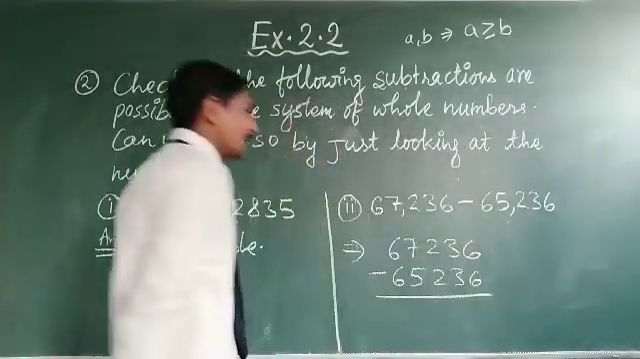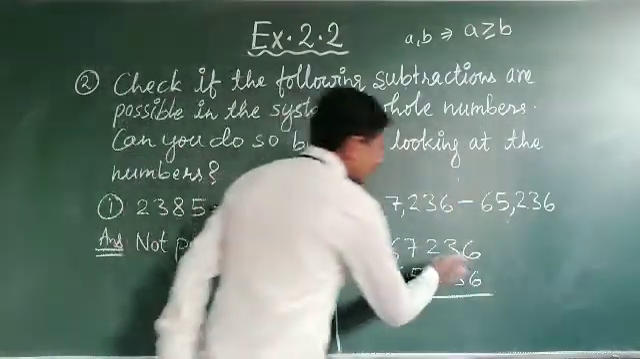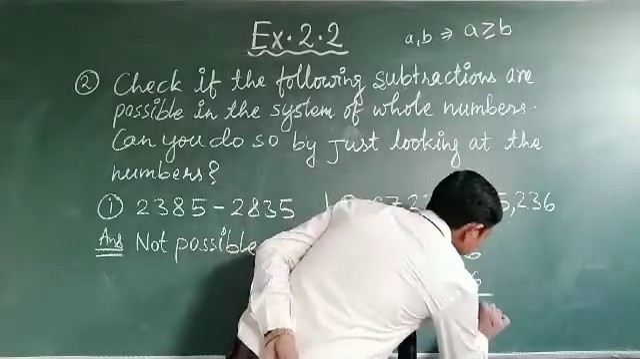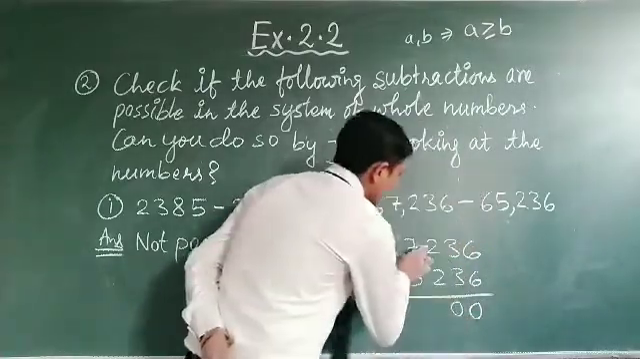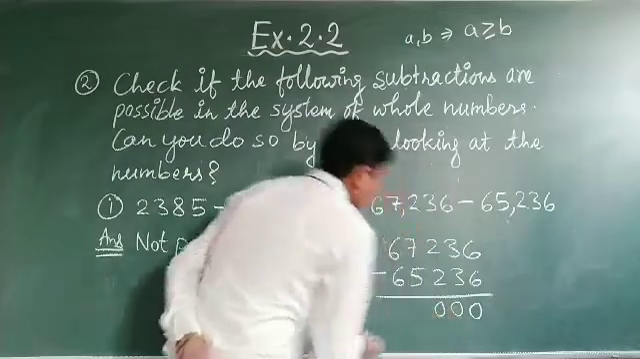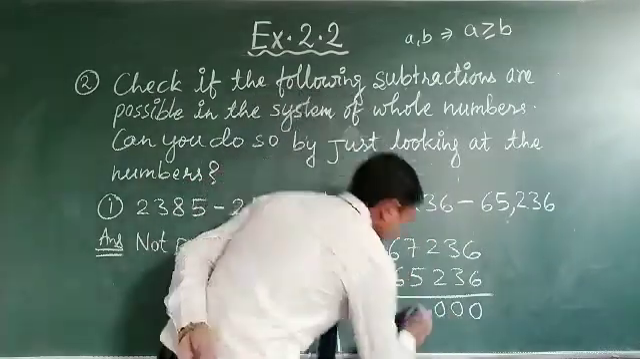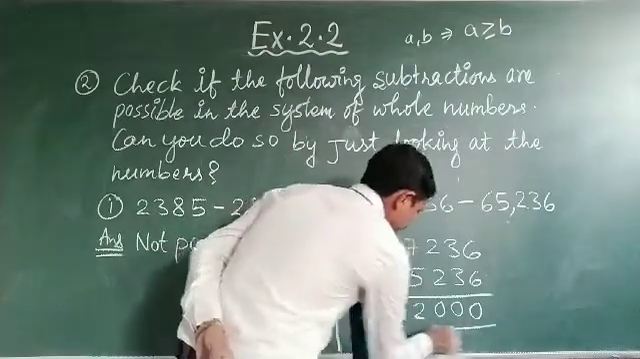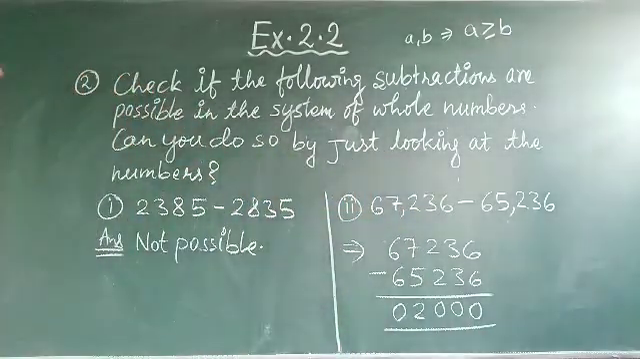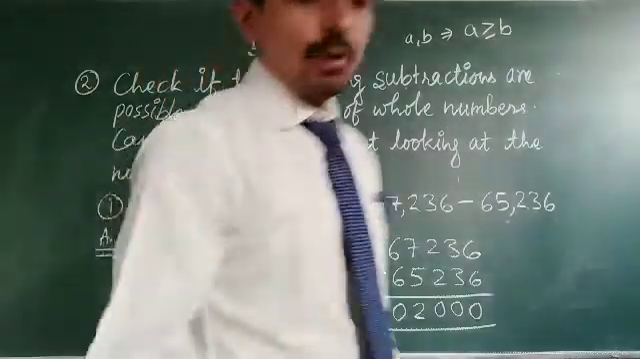Now we start subtracting from the ones place. When we subtract 6 from 6, we get 0, and when we subtract 3 from 3, we get 0. When we subtract 2 from 2, we get 0. And when we subtract 5 from 7, we get 2. And when we subtract 6 from 6, we get 0. So in this case, subtraction is possible.